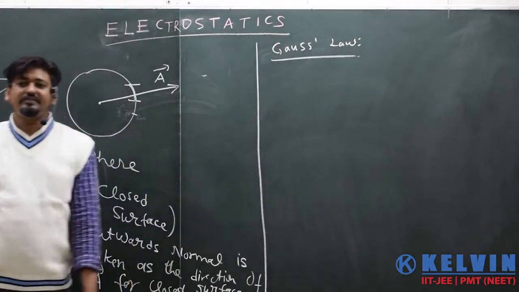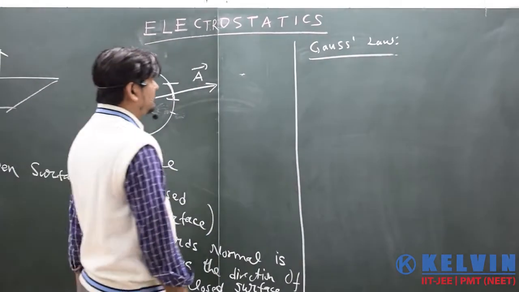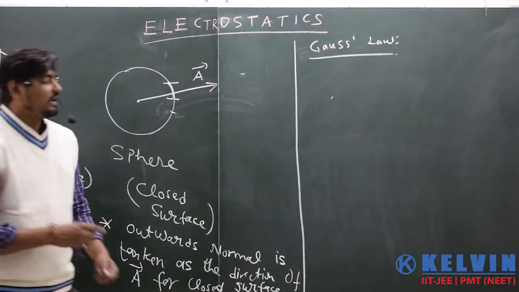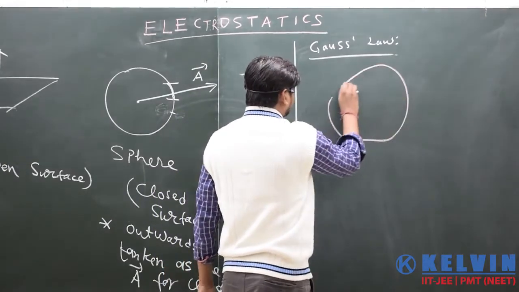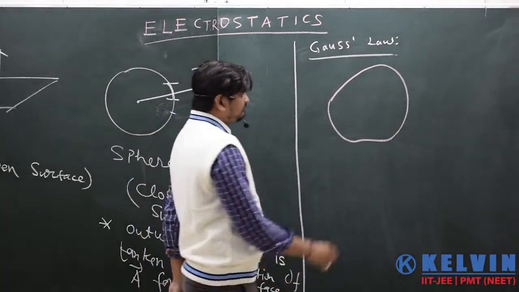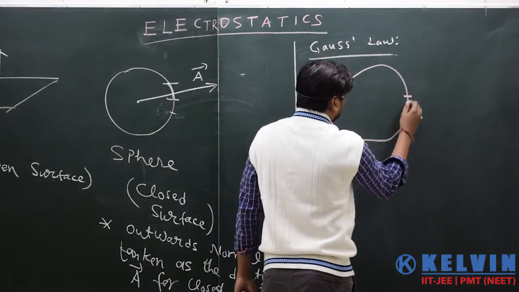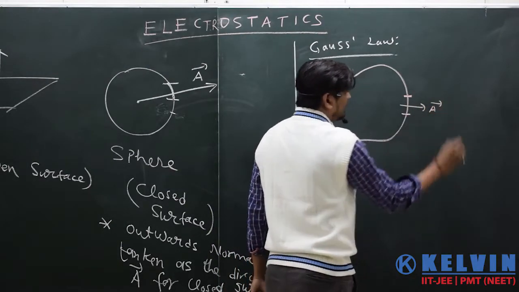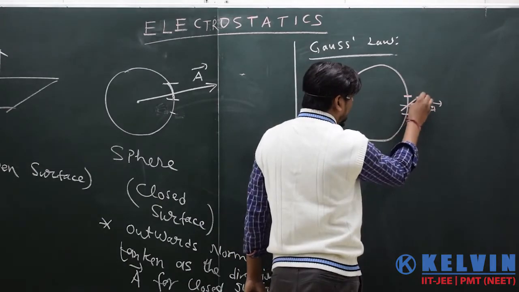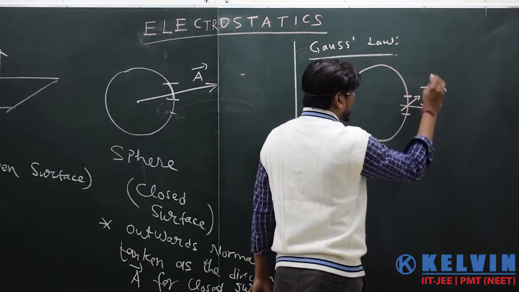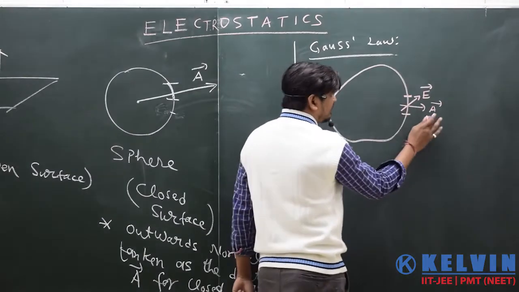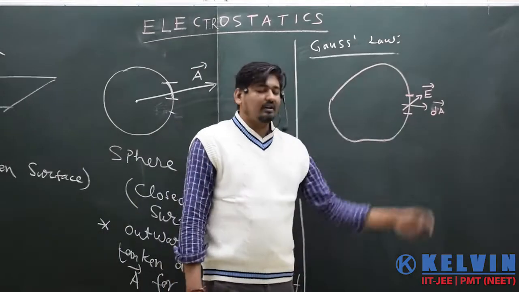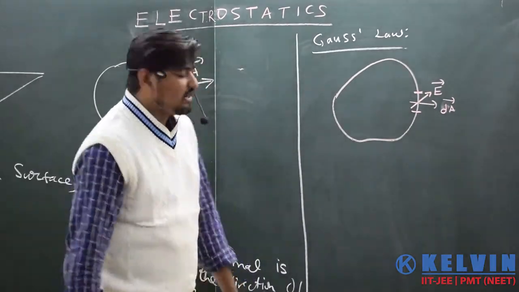So what does Gauss law state? Suppose I am having a closed surface like this. This is a closed surface, and suppose at this particular point the area vector is A vector. At this particular point the electric field is E vector, and because I am taking this as an elementary area, it is E vector for the electric field and dA vector for the elementary area vector.